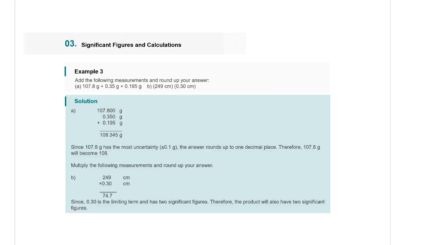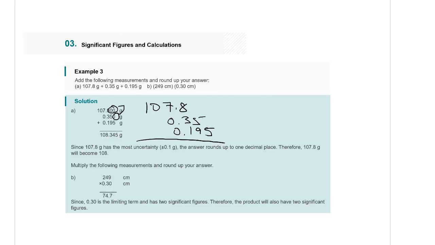Another exercise again. Okay, although the question asks you to write out the answers, I would prefer also taking consideration of the significant figures and decimal places. So first of all, A, we have 107.8 plus 0.35, and then also plus 0.195.